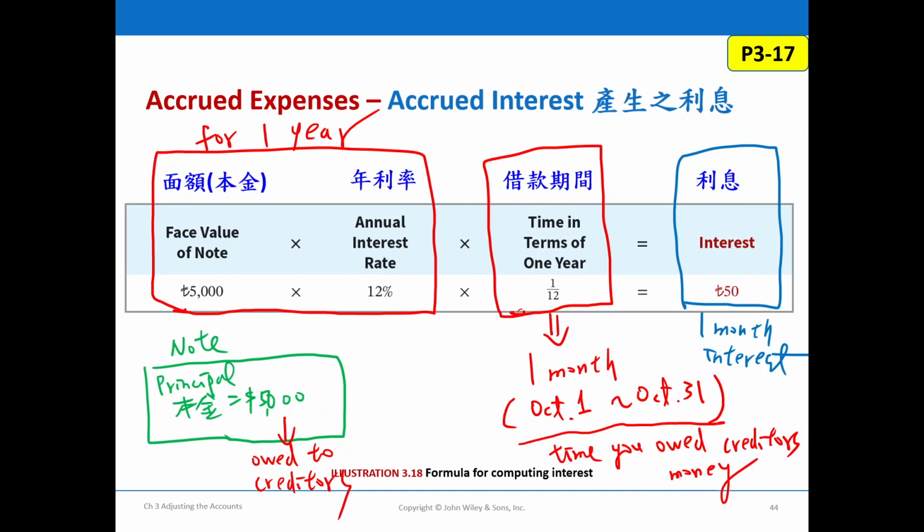So usually the percentage is for 1 year. So 12%, that's for 1 year.